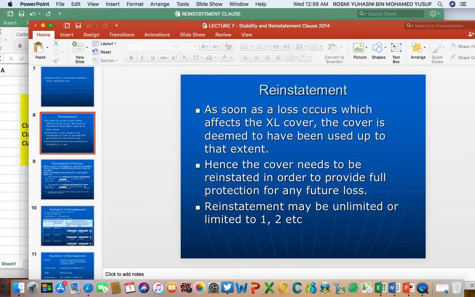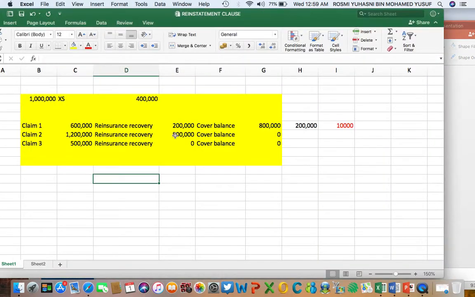So as soon as a claim occurs which will affect the excess of loss cover, the cover is deemed to have been used up to that extent, as I showed earlier. So the cover needs to be reinstated in order to provide full protection for any future loss. So when it comes to reinstatement, it may be unlimited reinstatement or limited to 1 or 2 times per year. So what does it mean by unlimited reinstatement?